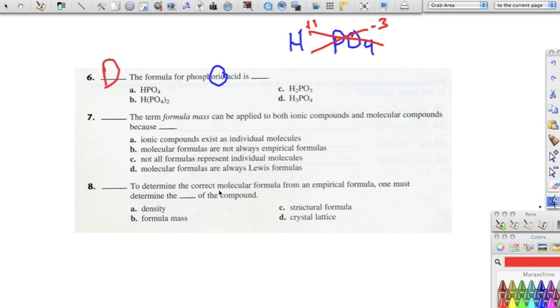Number 7, it says the term formula mass can be applied to both ionic compounds and molecular compounds because, and the answer would be C, not all formulas represent individual molecules. And moving on to number 8, so to determine the correct molecular formula for an empirical formula, one must determine the blank of the compound, and the answer would be B, formula mass of the compound.